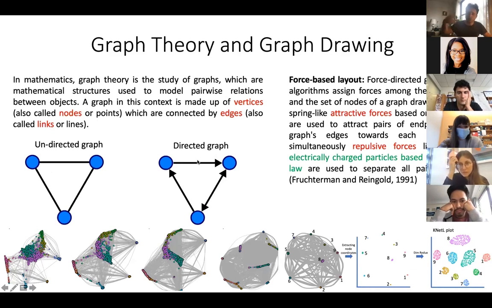In NetLmap, what we're doing is trying to draw these networks. The method that we use for drawing, also called graph drawing layouts, is a force-based layout. These layouts usually are defined as having two forces: one attractive force, which is analogous to spring force, and the other is the repulsive force, which they usually define as electrically charged particles, like atomic particles. This was first developed in 1991 by Fruchterman and Reingold.